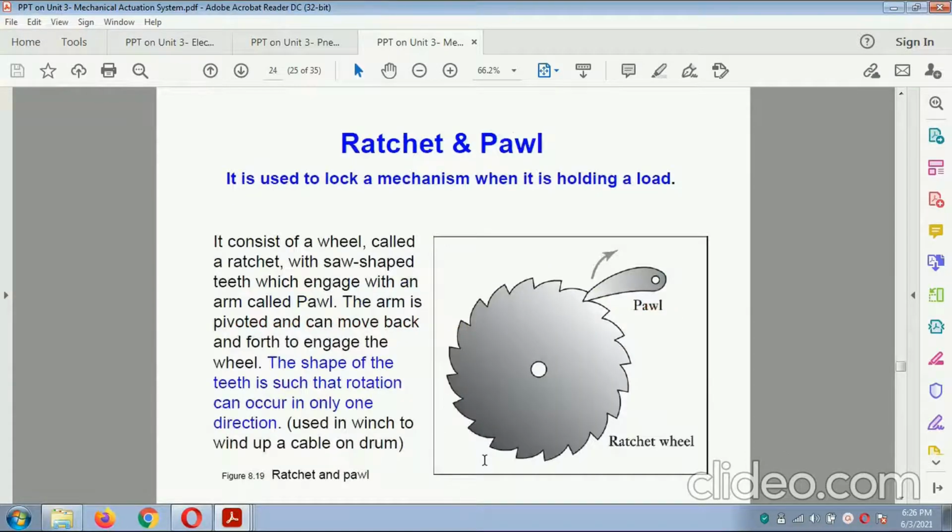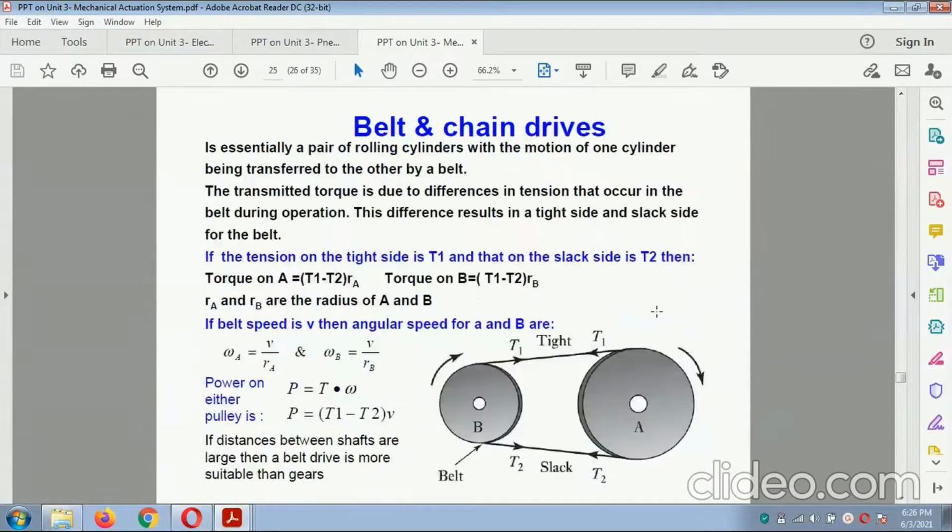Ratchet and pawl. It consists of a wheel called a ratchet with saw-shaped teeth engaging an arm called a pawl. The arm is pivoted and can move back and forth to engage the wheel. The shape of the teeth is such that rotation can occur in only one direction. That is a diagram related to the ratchet. This is a ratchet, and the pawl can fit into this hole.